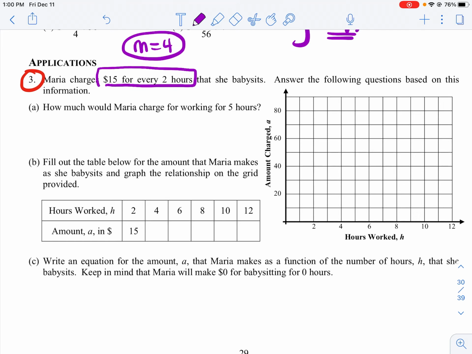Answer the following questions based on this. How much money would Maria charge for working 5 hours? Now this is a little tricky, guys, right? Because if it was 4 hours, we could just double it. So what we're going to do is find this rate.